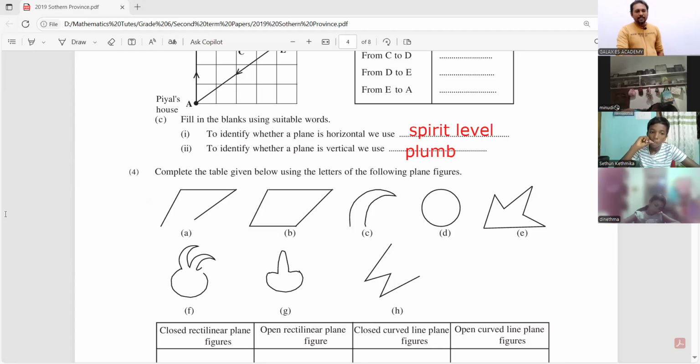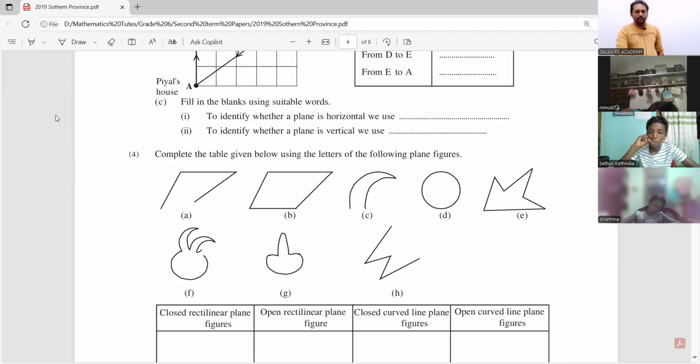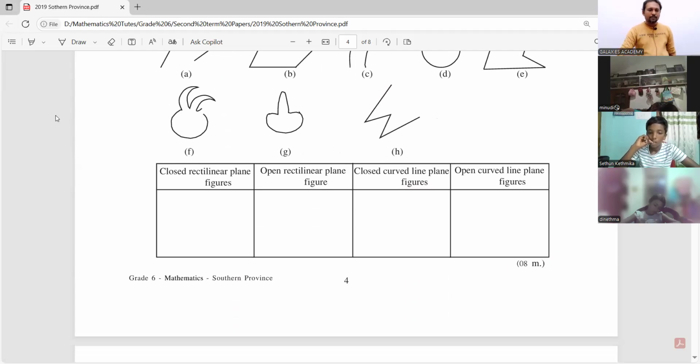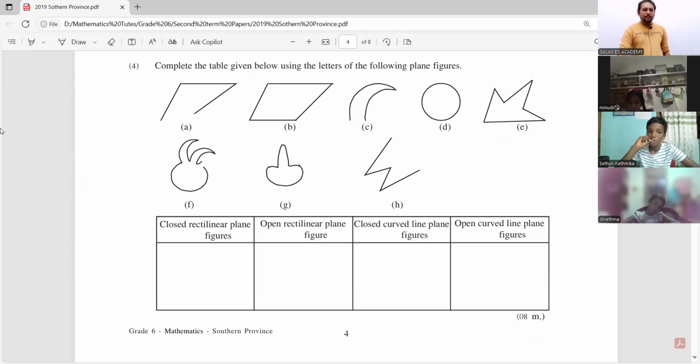Plumb. Right, very easy questions given. Right, then let's go to fourth main question. Look at the fourth main question. Some diagrams given, then also the table given. You have to separate these given figures into correct columns. Complete the table given below using the letters of the following plane figures.